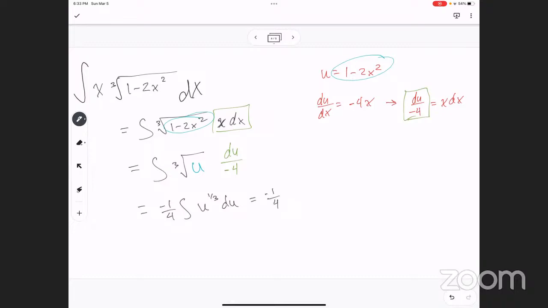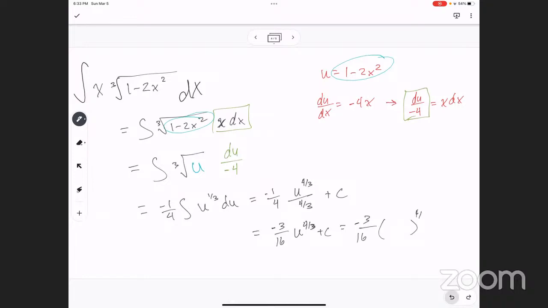It's the same power rule as we had before. So add 1 to the exponent: u to the 4/3 divided by 4/3, plus c. And then when we clean that up, that's going to equal, the 4/3 flips and multiplies, so it's negative 3/16 u to the 4/3 plus c. And now I substitute u in there.